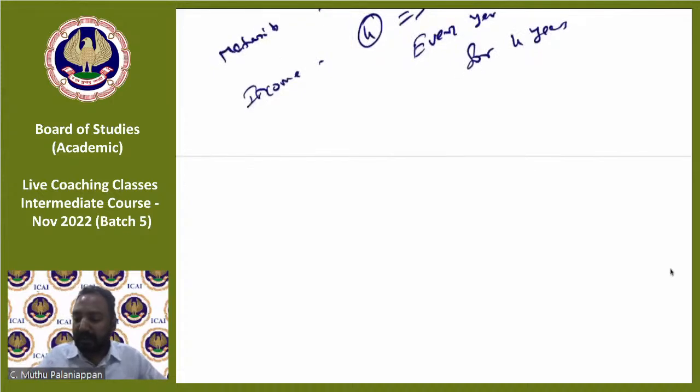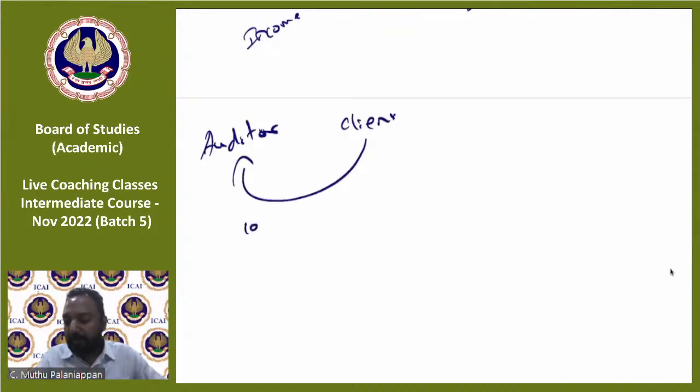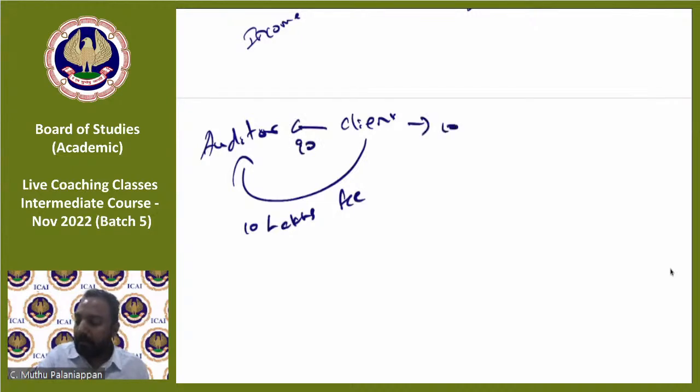Let's take an example. I am an auditor. Now my client pays me 10 lakhs as a fee. When they are paying me this 10 lakhs, the client will pay me 9 lakhs and 1 lakh.